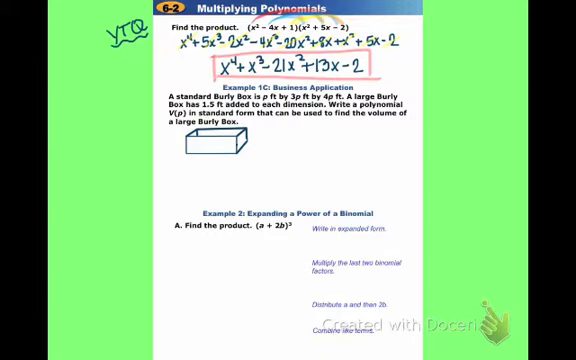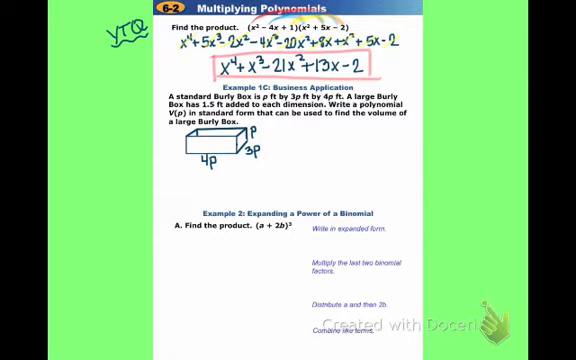Okay, let's take a look at an application. A standard Burley box is p feet by 3p feet by 4p feet. So we've got this box, and I just did a little quick sketch of a box. And the dimensions, the length, width, and height are p, 3p, and 4p. So it doesn't really matter which one you label which, but I'm going to call the longer one I drew 4p, and then I'm going to make this one over here be 3p, and then I'll make the height be p. So length and width 4p and 3p, and the height p.